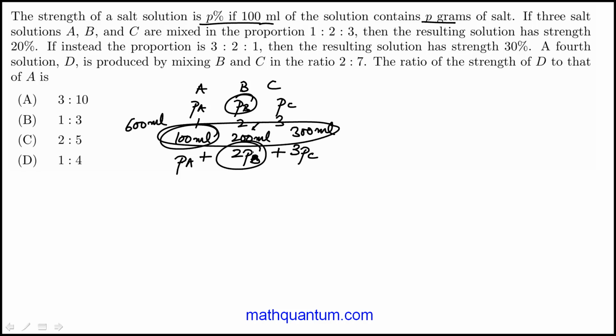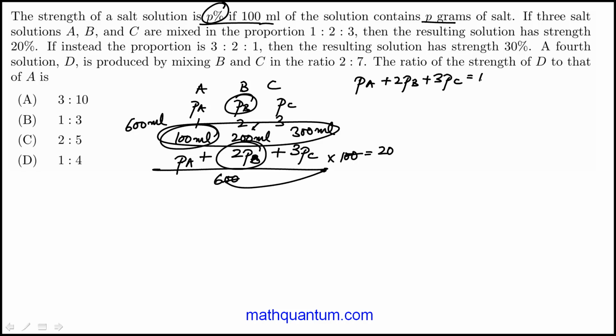That means the strength of this mixture would be that divided by 600 and then times 100 to convert that into percentage. And that is equal to 20. Now if I simplify this, 6 moves to the other side. This is my first equation for these 3 unknowns.